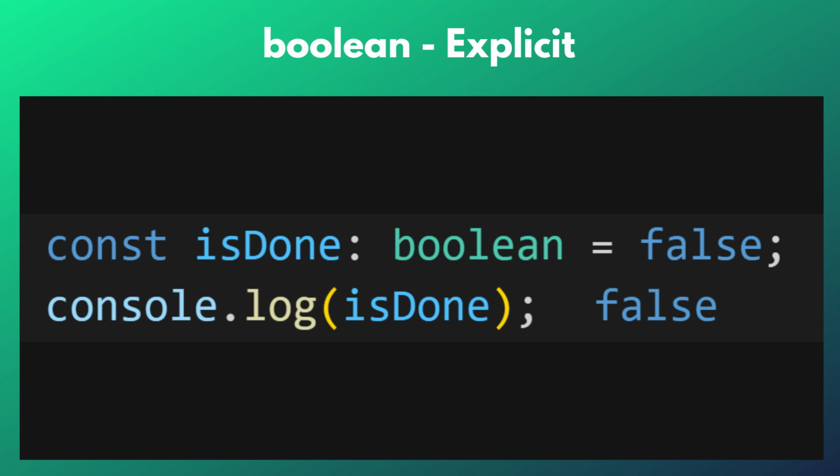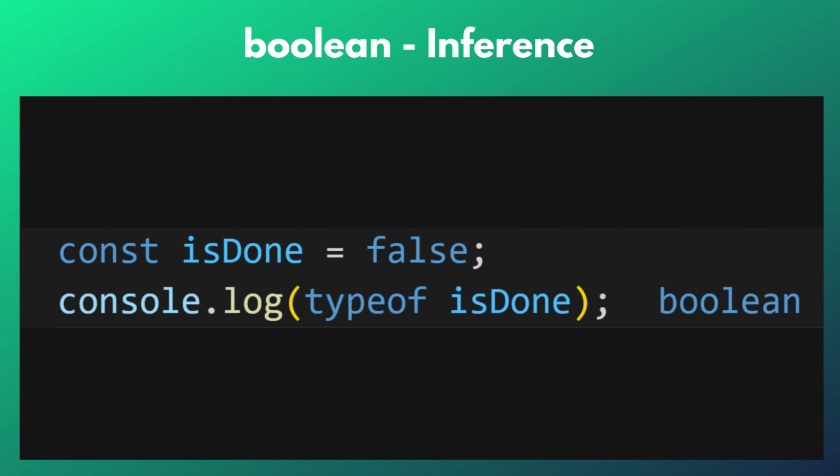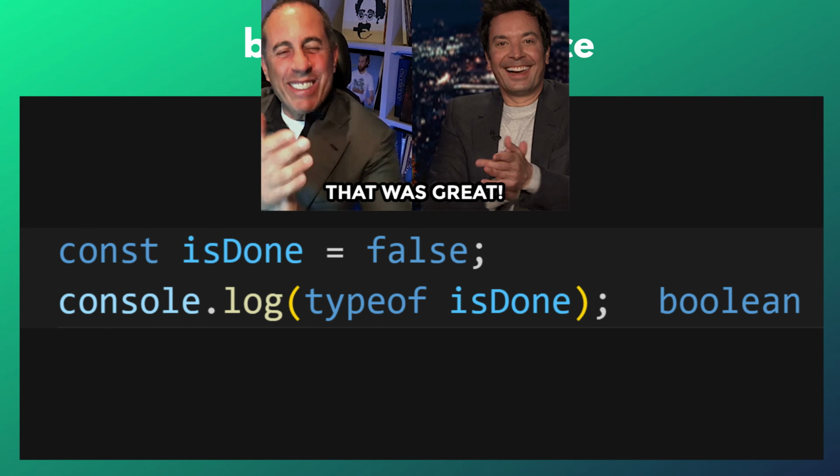The most basic data type is the simplest true-false value, which JavaScript and TypeScript call a boolean value, as well as all programming languages. This is how we explicitly define a type. TypeScript can infer the type based on the value of the expression on the right side. Typeof is used to find out the type, in this case boolean.